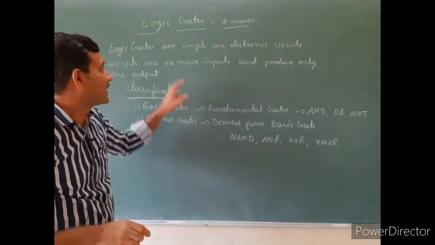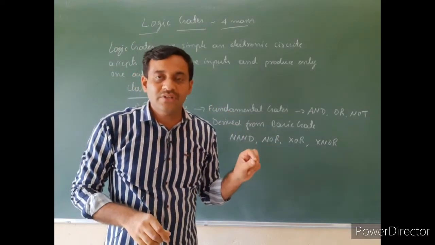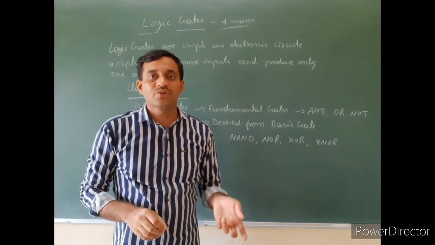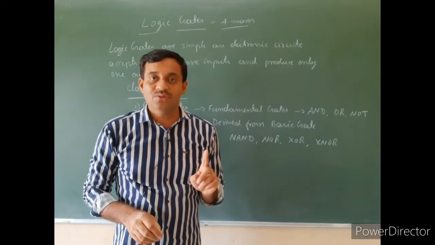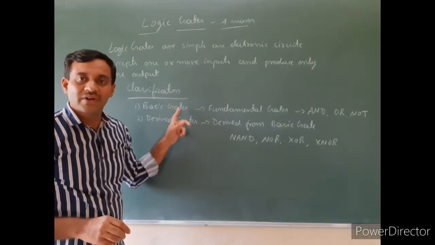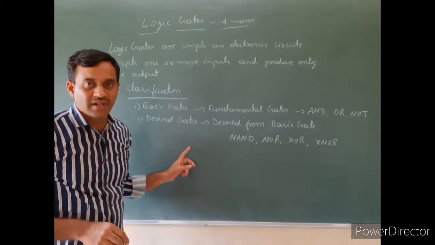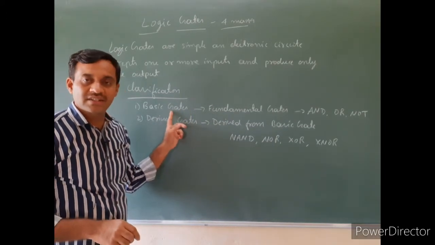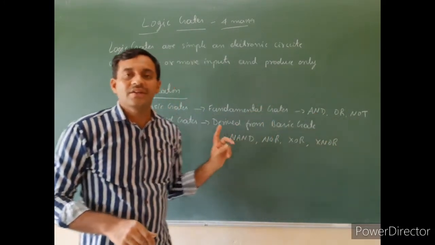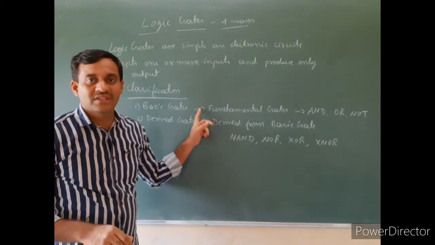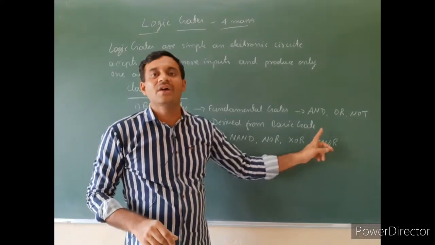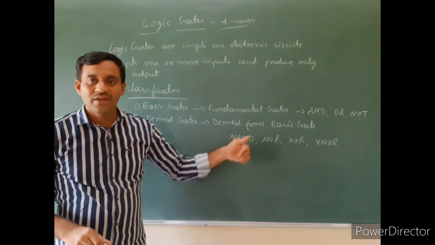What is a gate here? Here a gate is simply an electronic circuit. It accepts one or more inputs and produces only one output. Then these are classified into two types. One is fundamental gates, another one is derived gates. The fundamental gates are the basic gates. Examples for basic gates are AND, OR, NOT. Then derived gates are derived from the basic gates. Then the derived gates are NAND, NOR, XOR and XNOR. Let us see one by one.